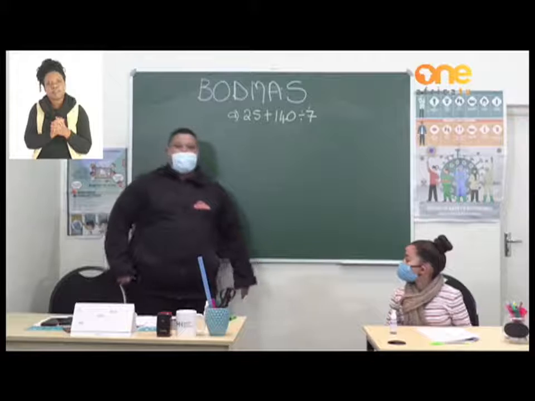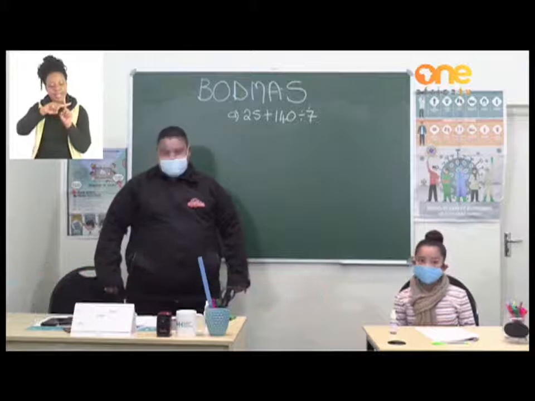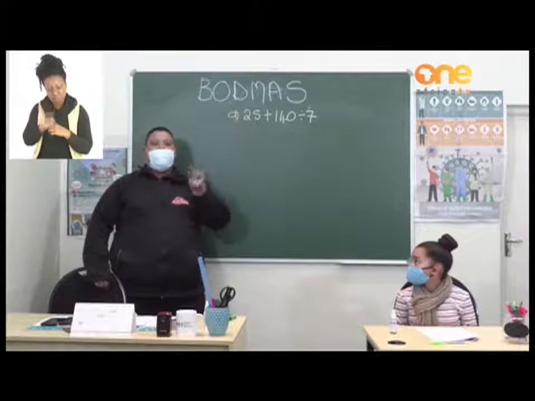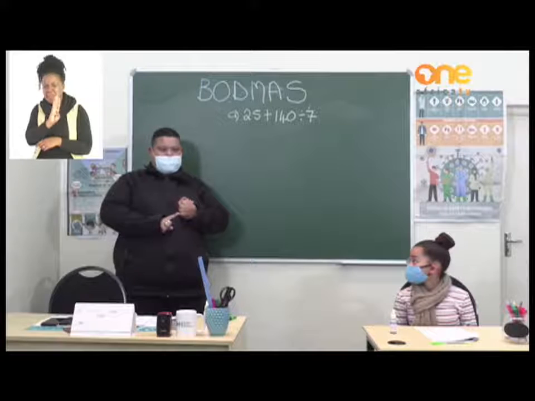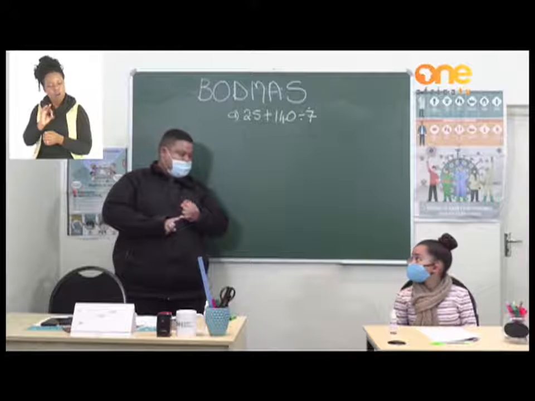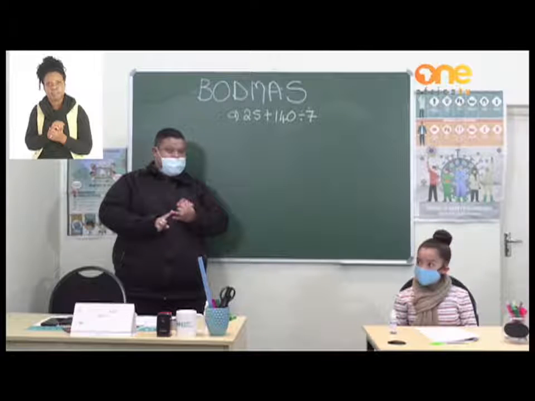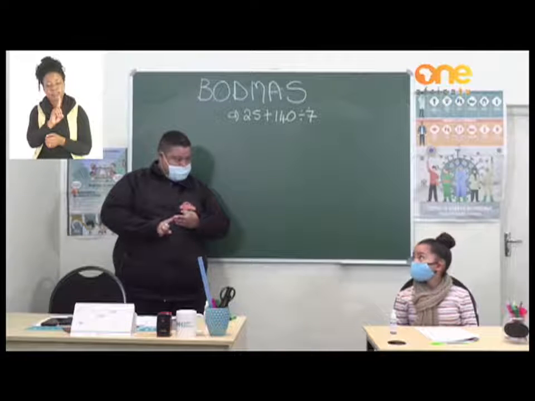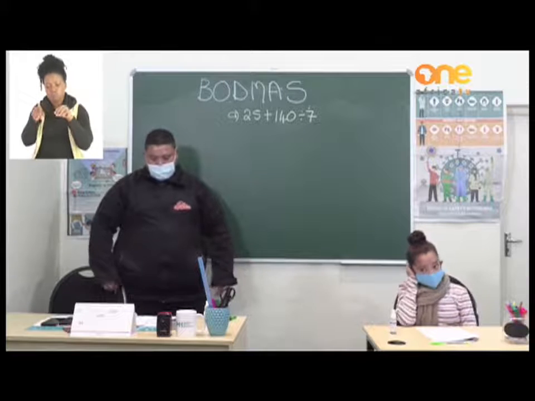Okay. On the chalkboard we will see, it says 25 plus 140 divided by 7. Now we need to apply BODMAS. So we first check. Do we have any brackets? If there were brackets, we would have done that part first. Now do we have any brackets? No. Do we see the word "of" somewhere? No. Do we see division? Do we have a division sum? Yes. So that part of the sum we will do first.